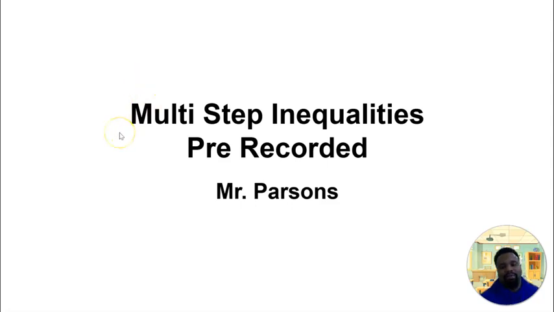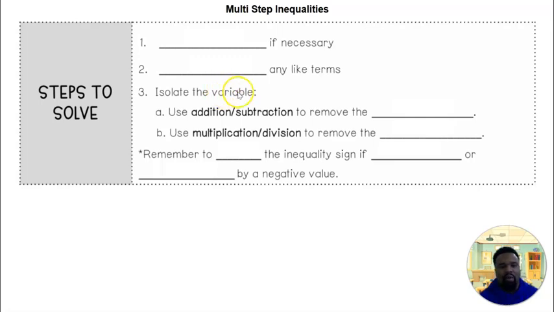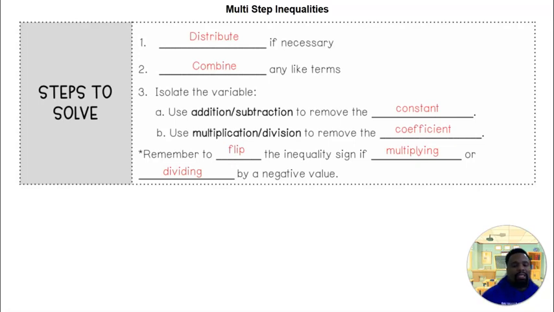And so think about the steps for solving our multi-step equations. You do the same steps for the inequalities. First step, always do the distributive property if possible. And then you want to combine any like terms. After you do that, you want to bring the variable over to one side if there are variables on both sides. And then at that point, you should have a two-step inequality. You want to go ahead and move your constant by adding or subtracting. And then you want to move your coefficient by multiplying or dividing.